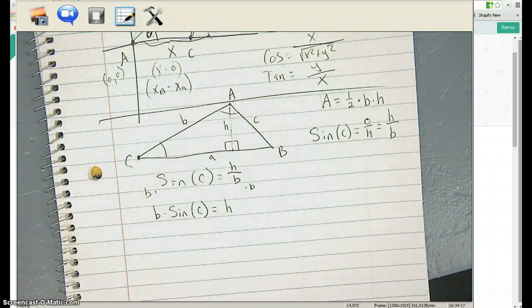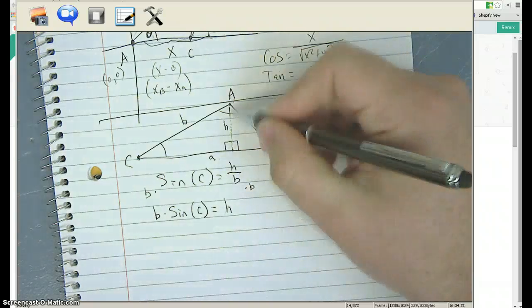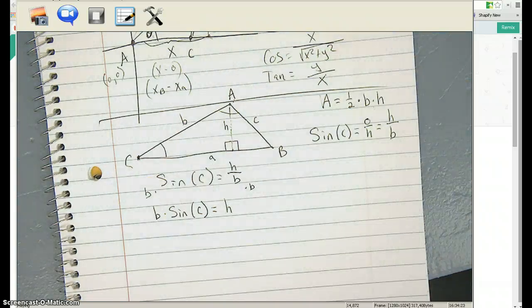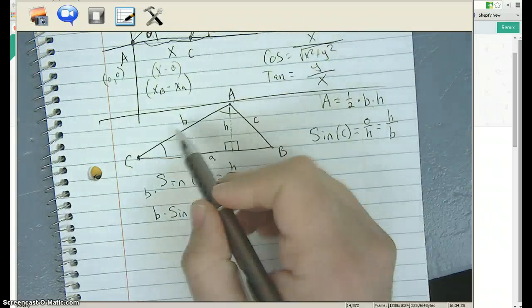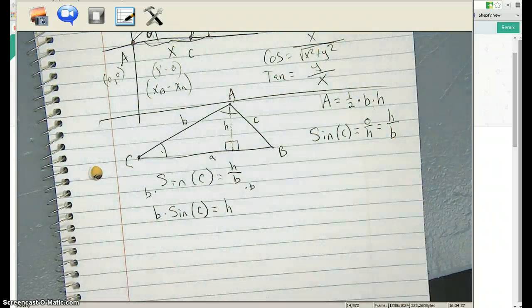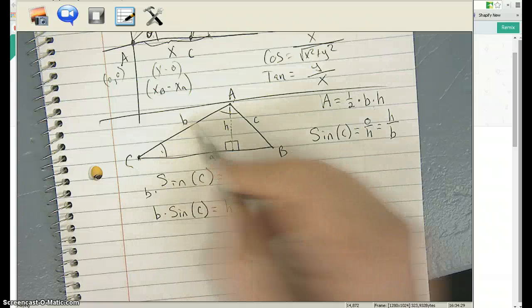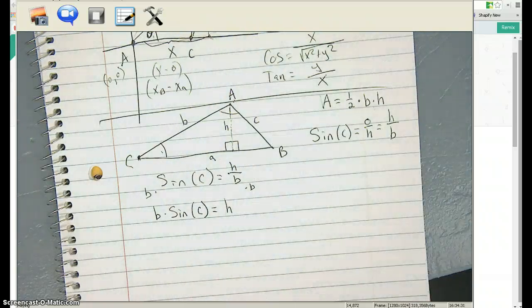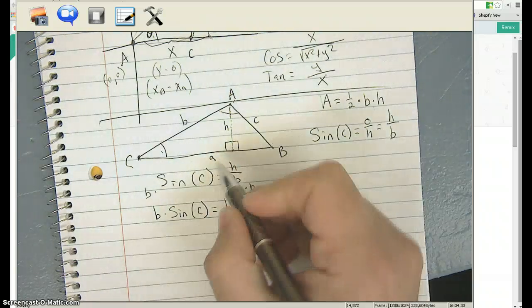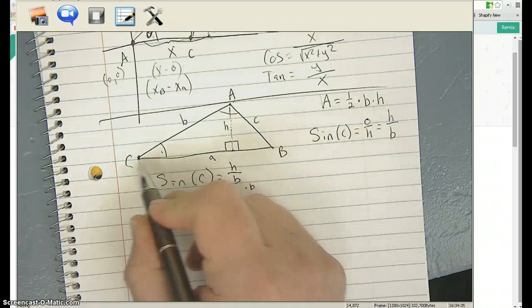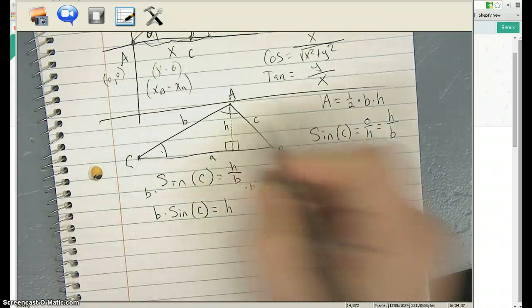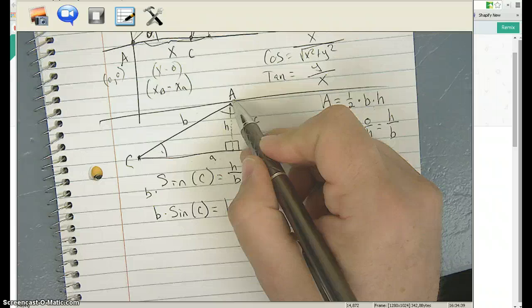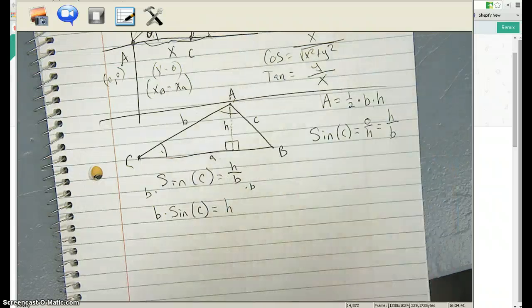Wow, that's pretty cool. I can find the height of my triangle using a trig ratio, even though I don't know it. All I have to know is this angle and that one side. If I knew this angle and this one side, I can find the height of a triangle. What that means is that if I know this side, because that's my base, and this side, so I can find my height using a trig ratio, I can find the area.